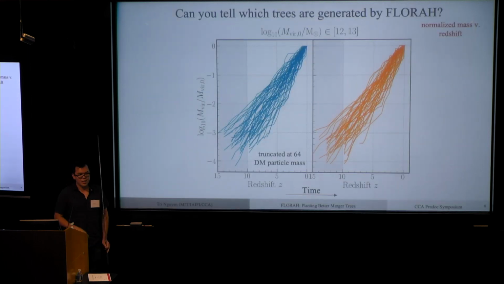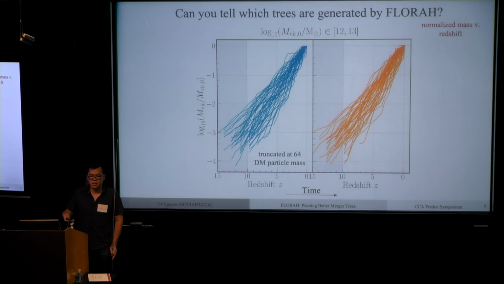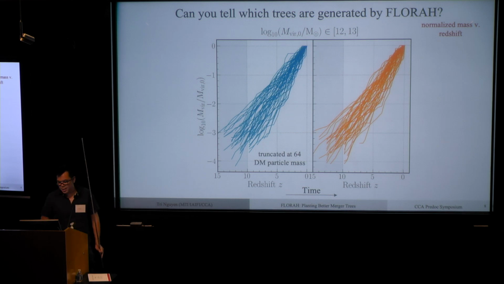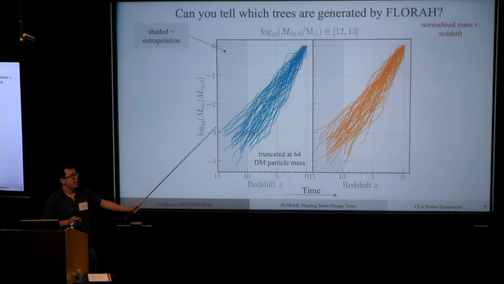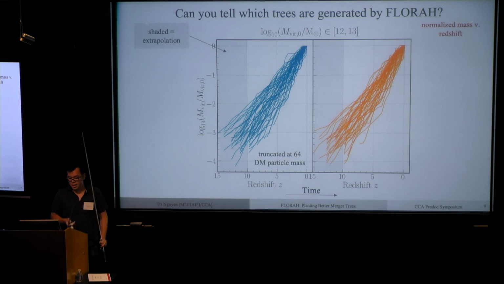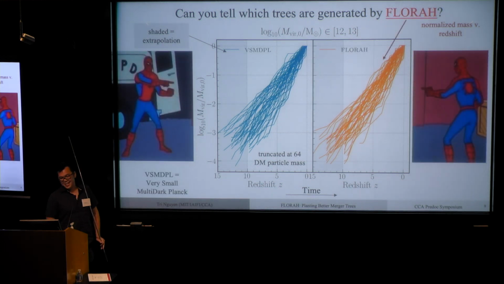All right, so let's play a quick game. Can you tell which trees are generated by Flora and which trees are from N-body simulations? While you're looking at it, I will use the time to explain the plot. First, the shaded region is the extrapolation region, which means that I never trained the network on anything outside of z equal 10, like z greater than 10. But the network, if it's robust enough, should be able to extrapolate to this region. All right, if you haven't figured it out already, the right one is generated by Flora.